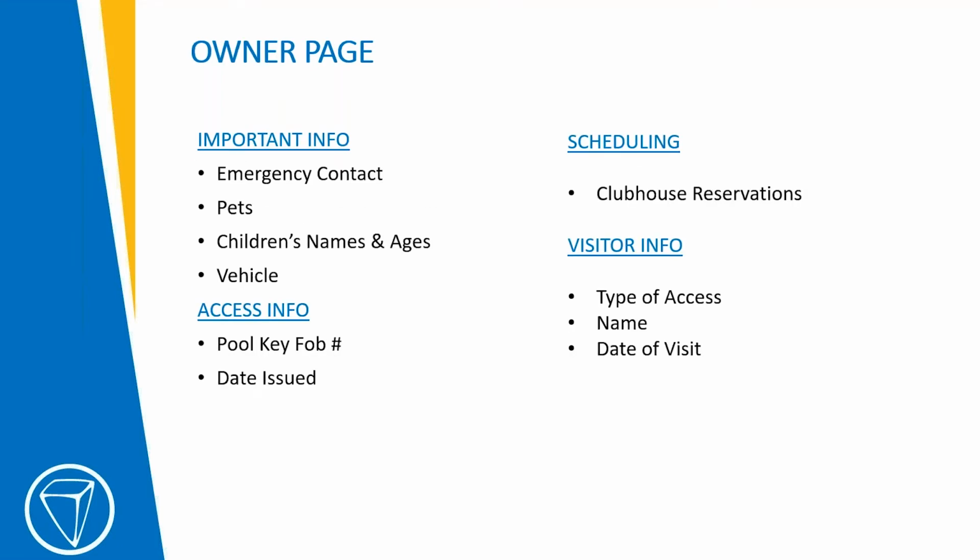Now we'll go on to the owner page. So you may have different owners, a first, second owner that you're tracking information, and you want to have things like pets or children's names and ages or emergency contacts. Again, you could do vehicles on either the property or the owner page. And then access information again, like key fob numbers, when they were issued. Scheduling things like if you want to have date selections for, say, a clubhouse reservation. Or visitor information like the type of access, the name, the date they're going to be visiting.